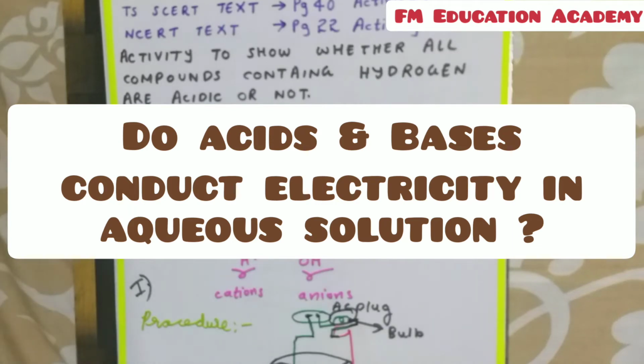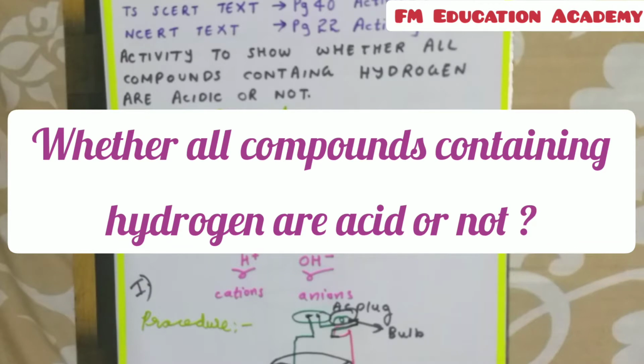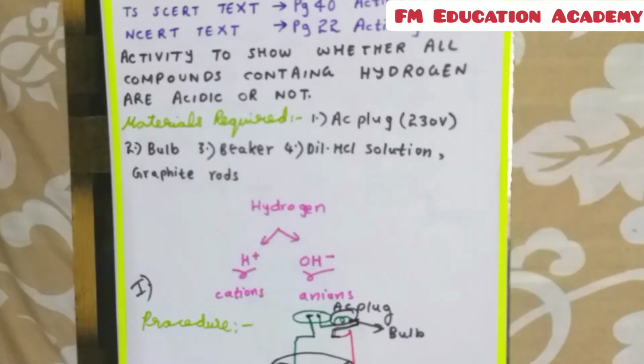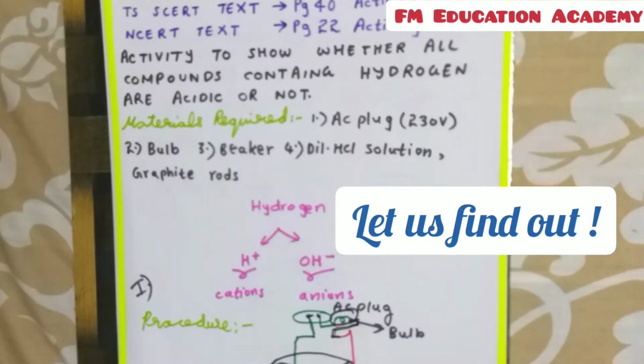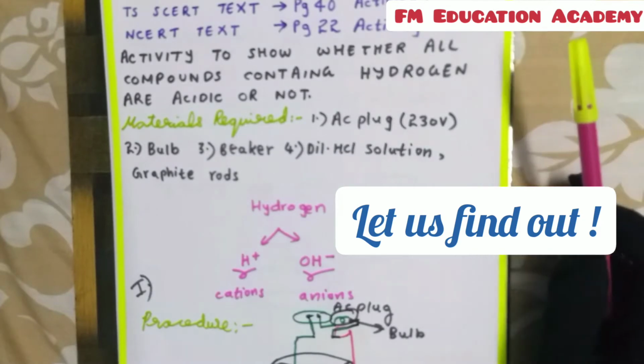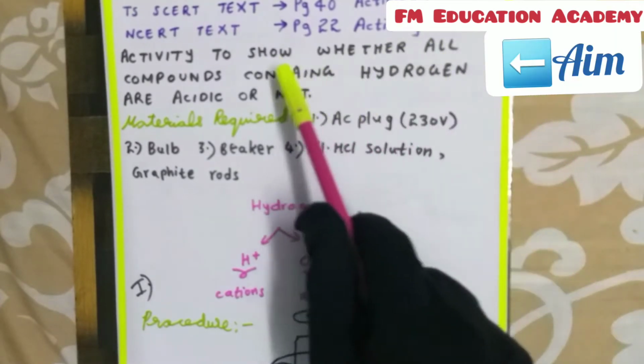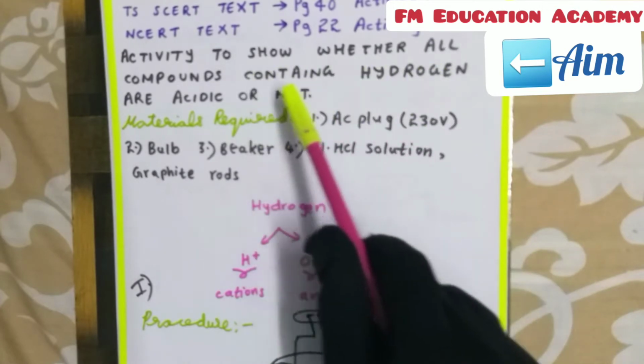Acids conduct electricity in aqueous solution, and whether all compounds which contain hydrogen are acid or not. We know that acids contain ions, but if acids contain all hydrogen ions, will they conduct electricity? Let us find out. The aim of the activity I'm going to do is to show whether all compounds containing hydrogen are acidic or not.